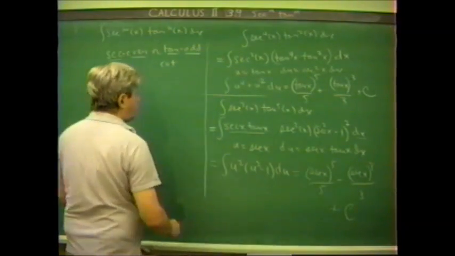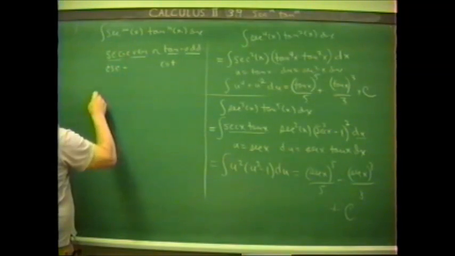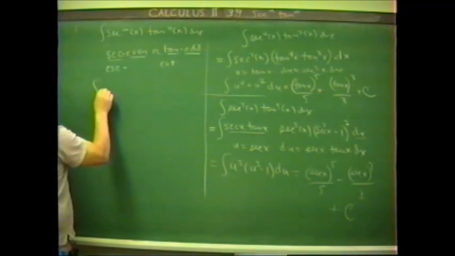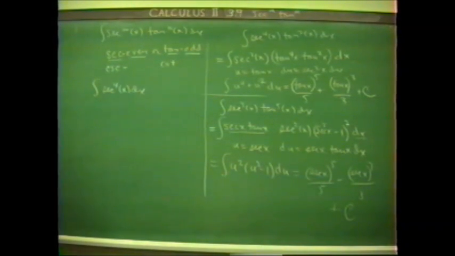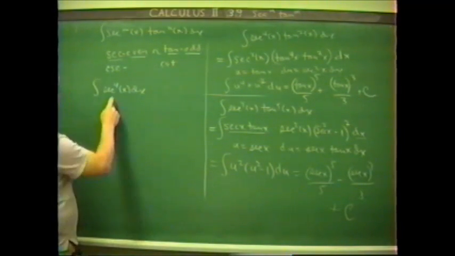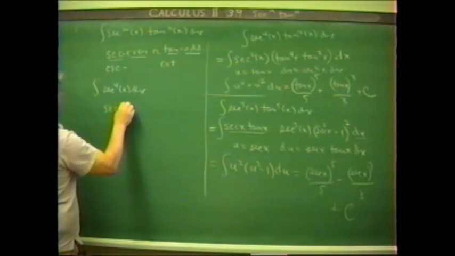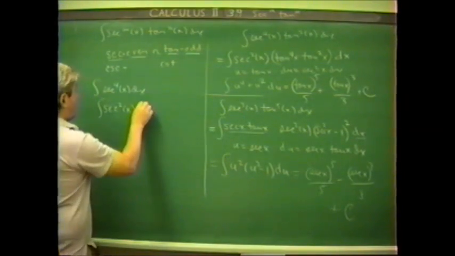Now, the thing to note is that if the tangent is not around at all, and you have the secant by itself to an even power, you can still use this method. Let's take a look at, for example, the antiderivative of secant to the fourth of x dx. Well, what do we want to do here? There's no tangent term, so we take a factor secant squared of x out of here, and change everything else to tangent. So we've got secant squared times 1 plus tangent squared.